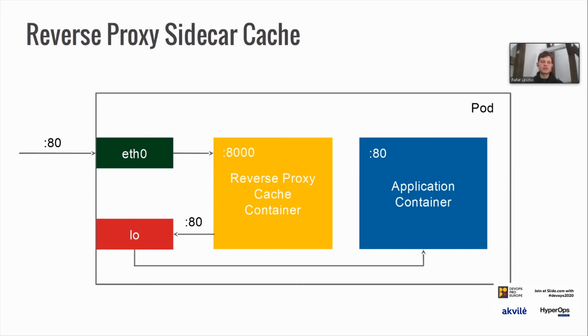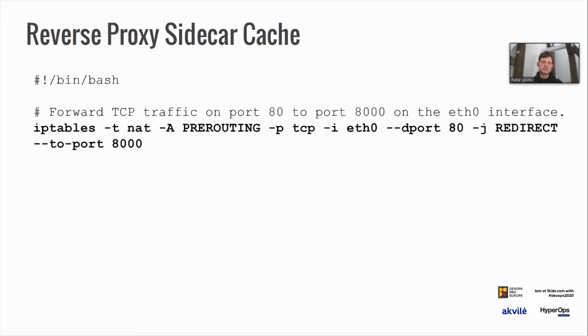Normally any request on port 80 would go to the application container because that is the container that exposes port 80. But we make this init networking tweak so that all requests on port 80 from outside go first to the reverse proxy cache container. That is all the code for this init networking script. So we just changed the IP tables.